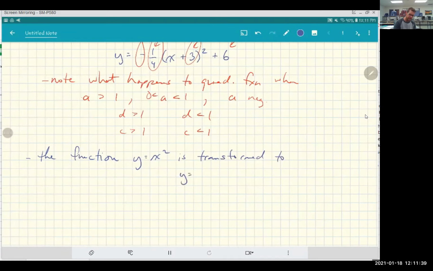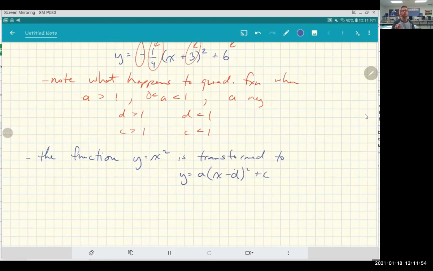y equals a, x minus d squared plus c. Don't write this down just yet. Let me write it down. Okay, we just went over this, and this is what you've seen before.